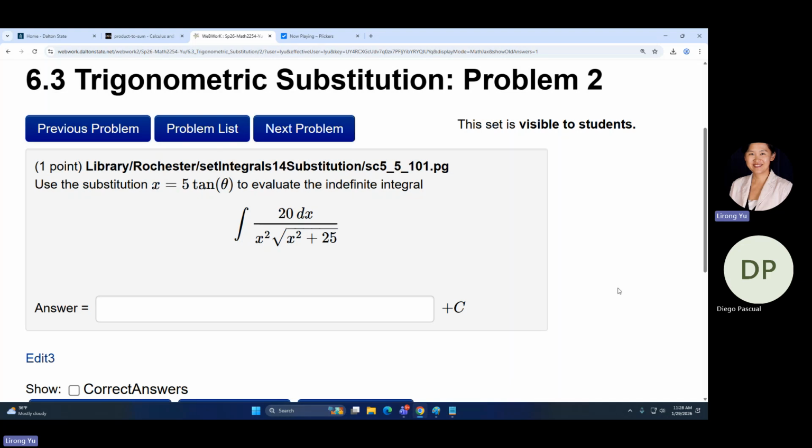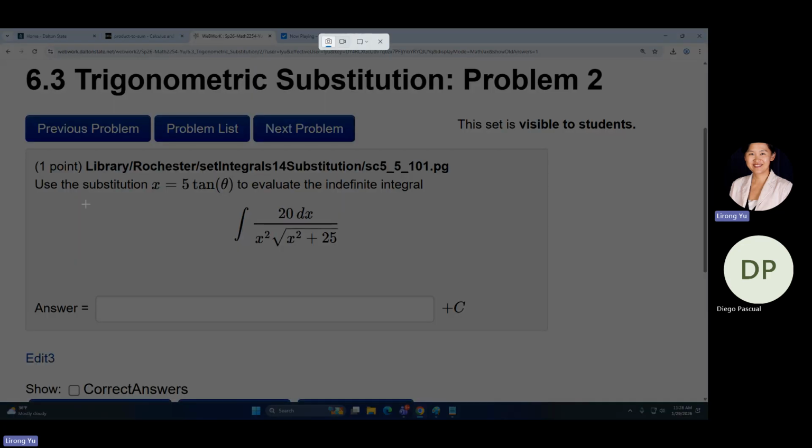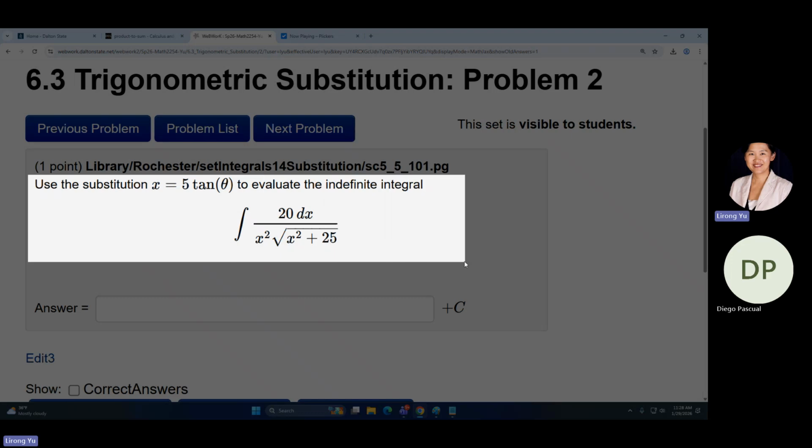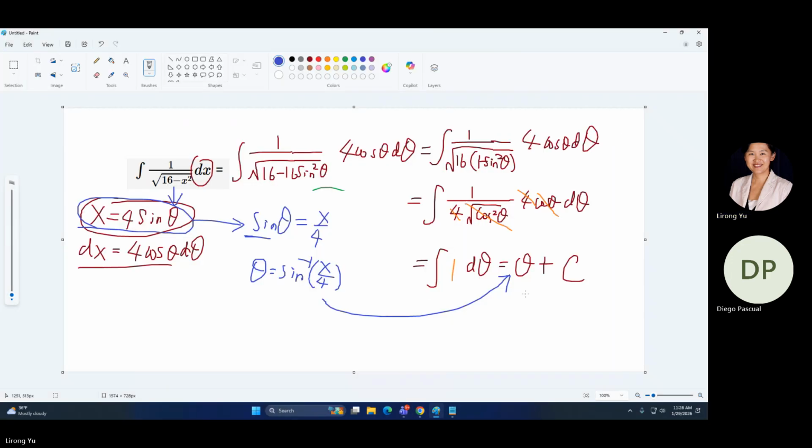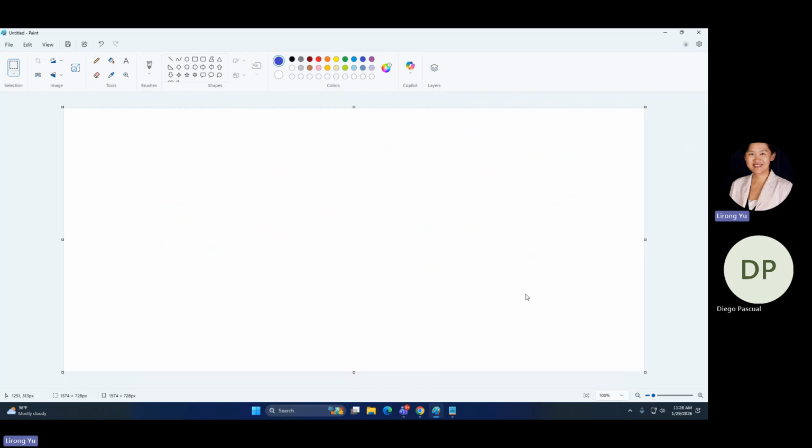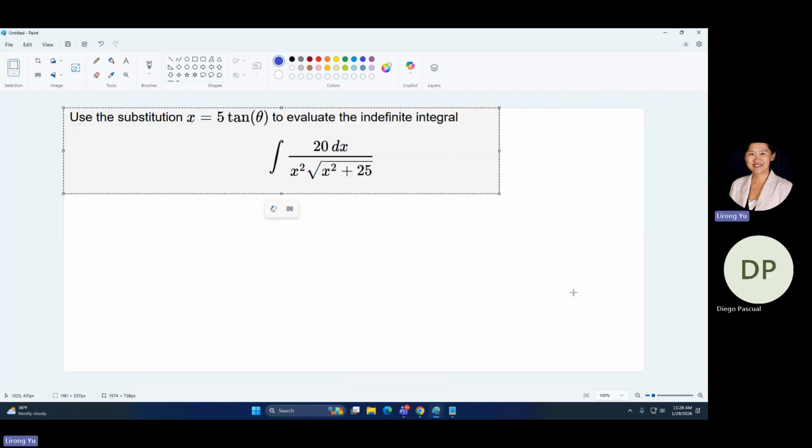The question says use the substitution x equals 5 tangent theta. So the substitution is already given, and I guess the difficulty in this question will be in how to derive it. This is number 2 on 6.3. Let me know if you have questions. Slow down. Right, this one, the substitution is already right there.